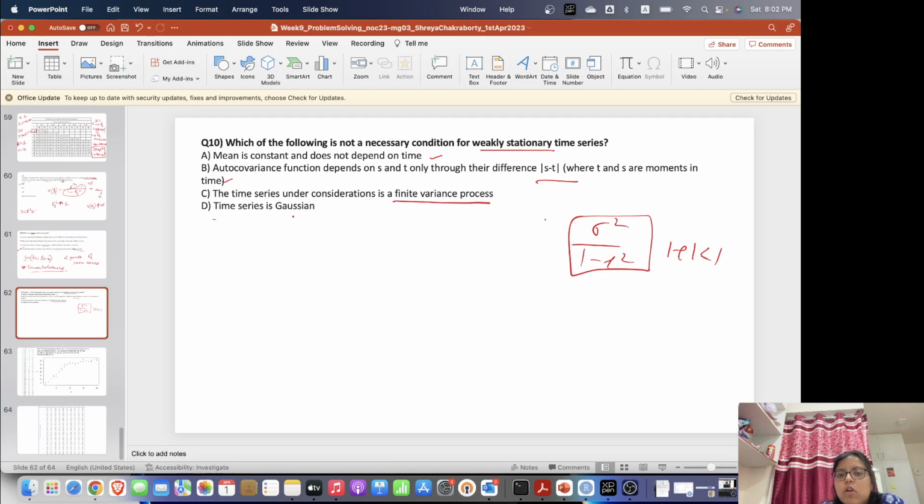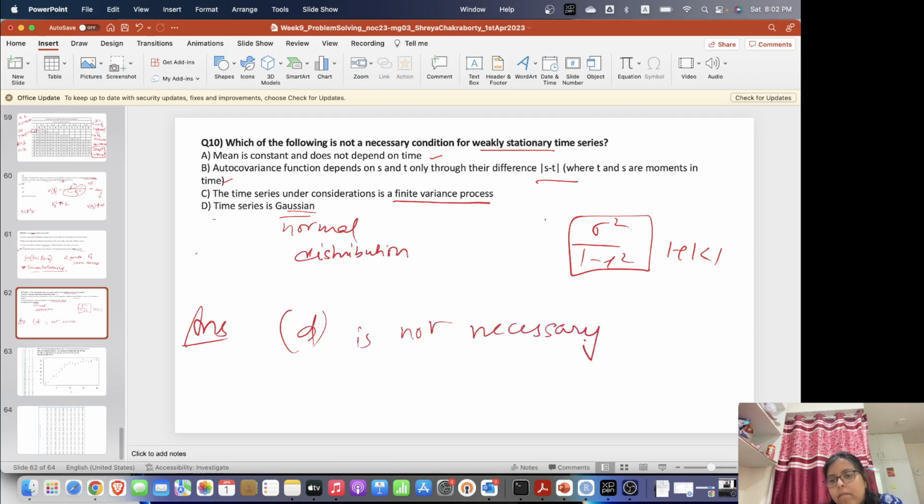That the time series is Gaussian. We did not make an assumption about whether the epsilon t's or the y t's follow a normal distribution. Gaussian means normal distribution. So the answer is D. D is not necessary. Is it okay? Okay.